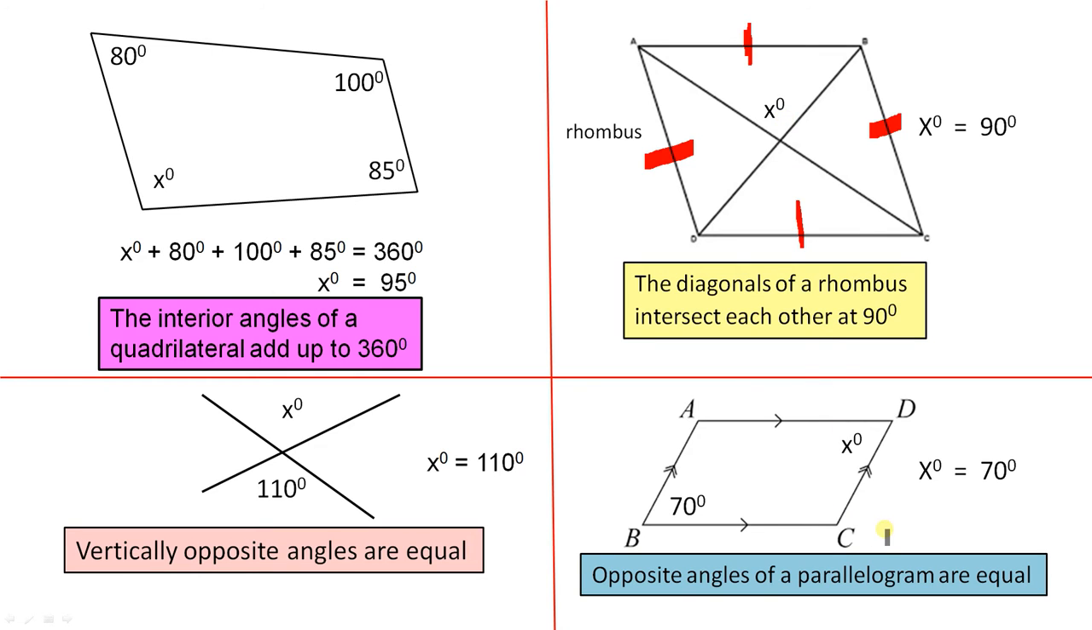And finally, for the parallelogram, where the opposite sides are parallel, the opposite angles of a parallelogram are equal, so that angle is equal to that one, so x must be 70 degrees.